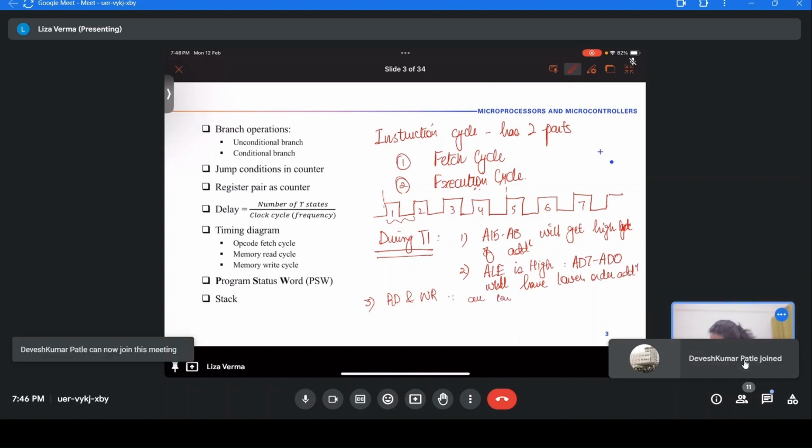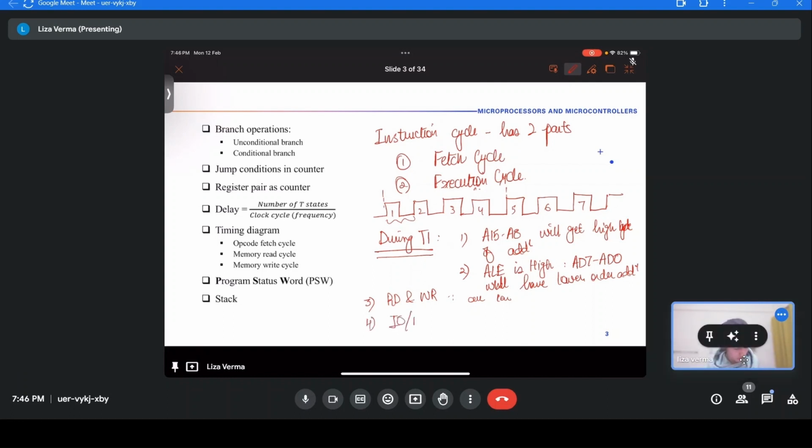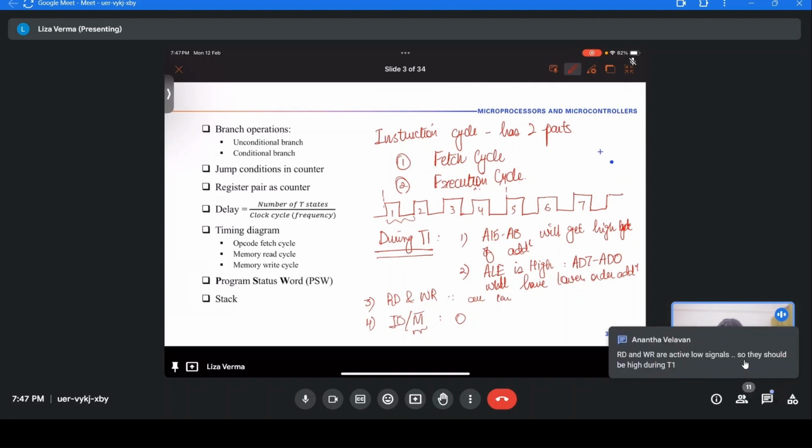What else? The IO/memory signal. Since the address is in the instruction and the instruction is in memory, the microprocessor has to read it from the memory, which means this memory should be enabled, which is actually enable low. So this signal should be 0 so that the address can be fetched. Is it understood? So this is during T1.